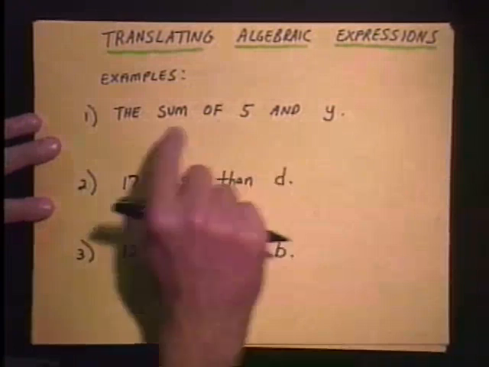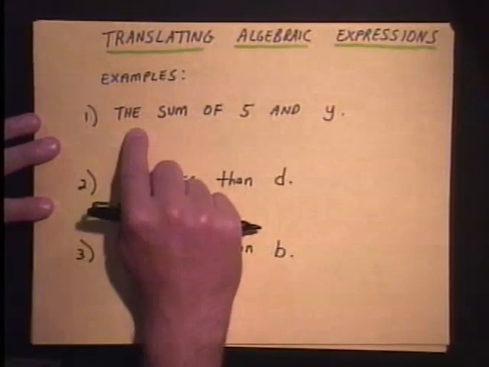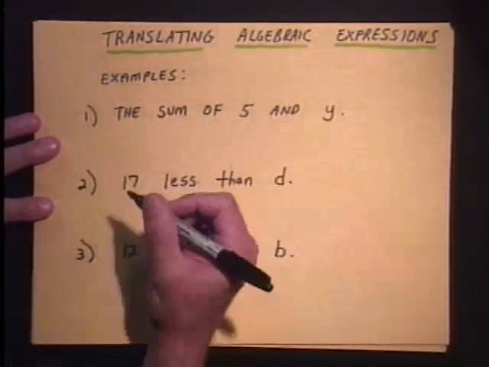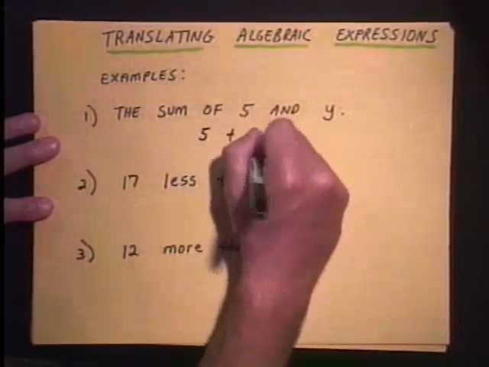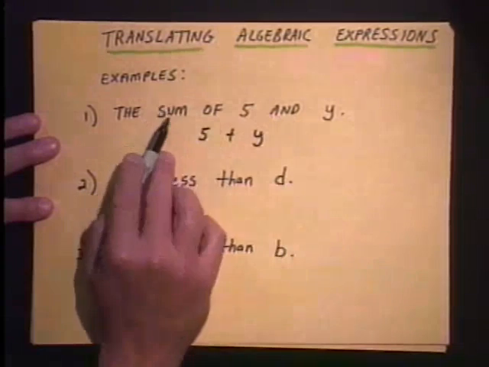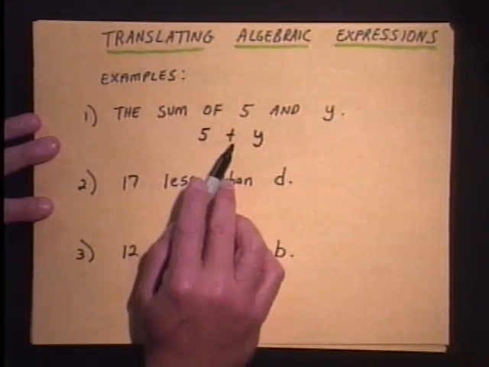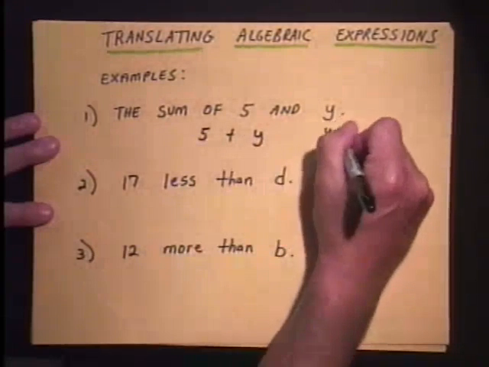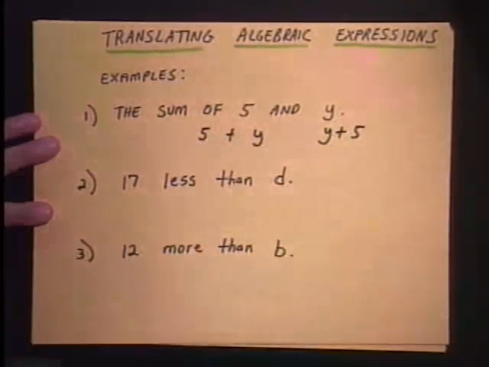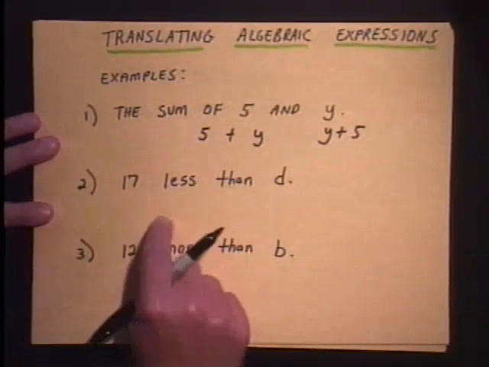So for example, example 1 here, the sum of 5 and y. How would I write that? Well, you could write 5 plus y, knowing that the key word sum means to add. Or also, putting numbers in for y, you could write y plus 5. It has the same meaning. So a couple different ways to write addition.